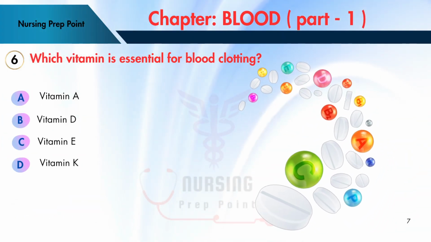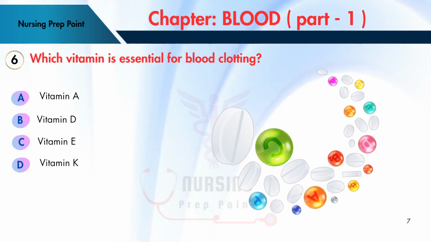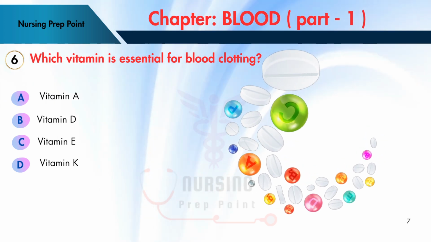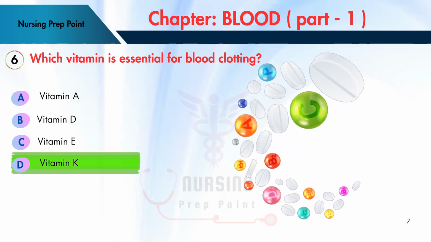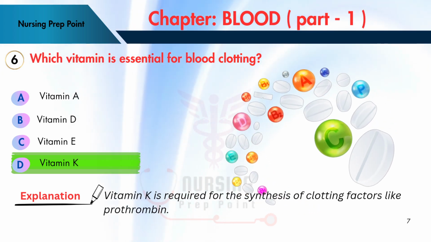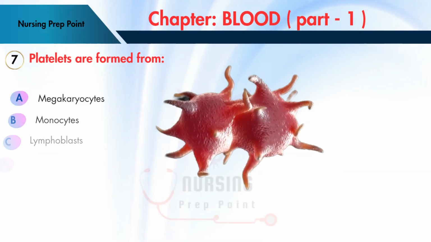Which vitamin is essential for blood clotting? Option A, vitamin A. Option B, vitamin D. Option C, vitamin E. Or option D, vitamin K. The correct answer is option D, vitamin K. Explanation. Vitamin K is required for the synthesis of clotting factors like prothrombin.